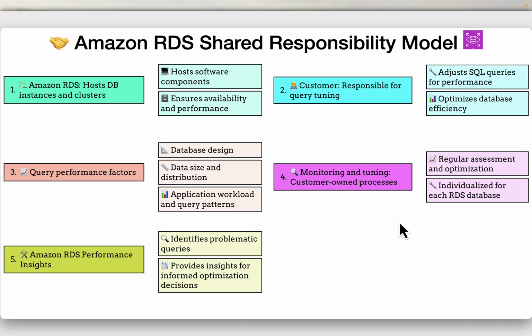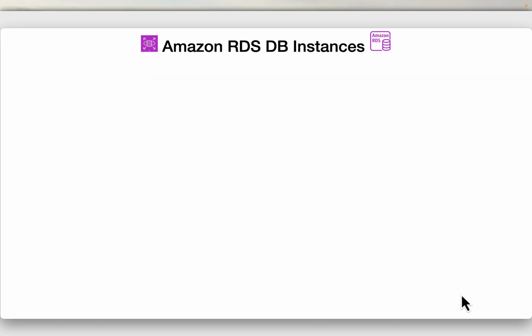And fifth, Amazon RDS Performance Insights helps identify problematic queries. There's a feature you can use, Amazon RDS Performance Insights, and other tools to identify problematic queries and gather insights into your database performance, helping you make informed decisions for optimization.